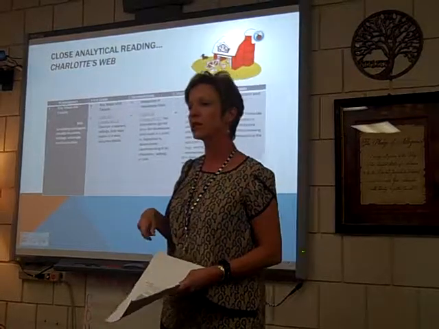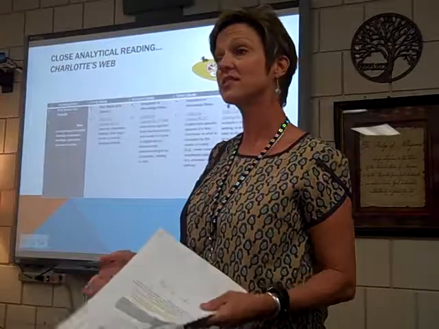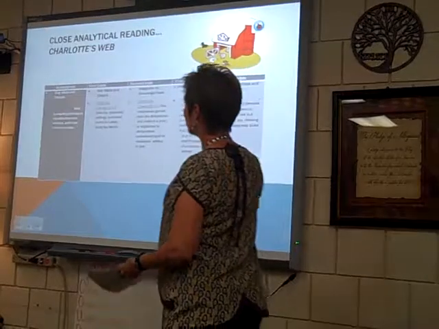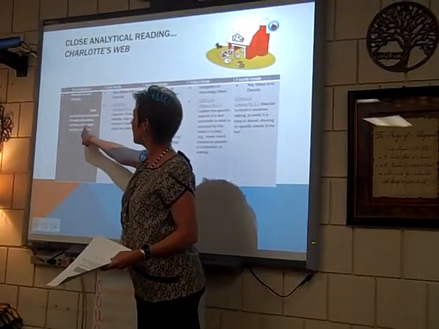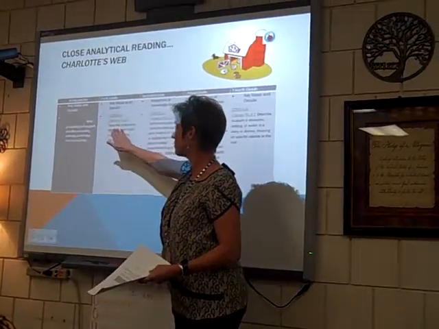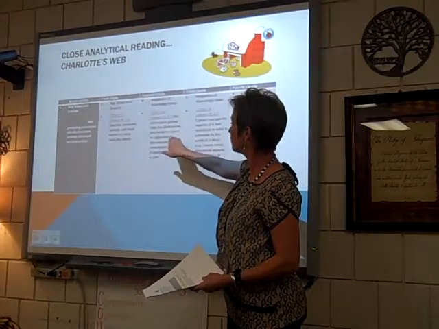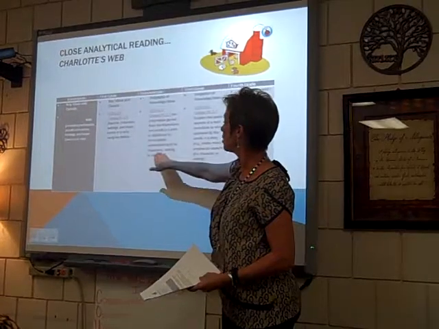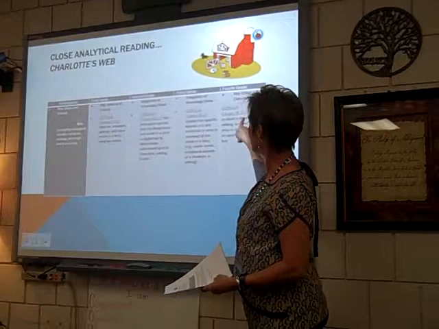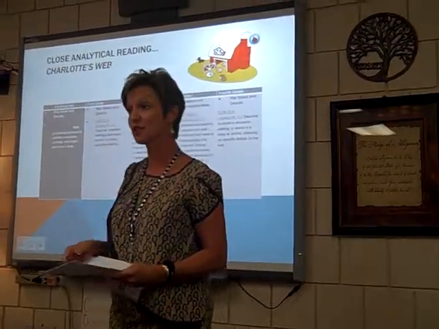And we're going to do some close analytical reading with Charlotte's Web. And we're going to do it by looking at the setting. And you wouldn't think that would be a very big deal. But in kindergarten, under Key Ideas and Details, they have to be able to, with prompting and support, identify the setting, describe the setting in first grade, and it goes on up to use information gained from the reading to understand the setting. Then it goes all the way to describing the setting in depth and drawing specific details within the text. And that's what we're going to do today.